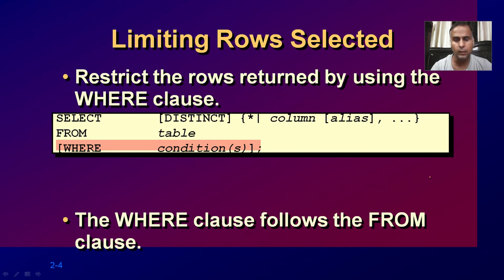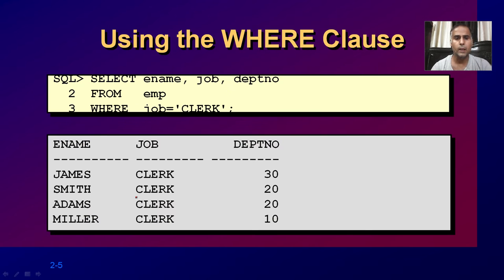Here is the syntax: SELECT, DISTINCT keyword, star for all the columns, FROM table, WHERE the condition we can apply. The WHERE clause follows the FROM clause. Using the WHERE clause, we can take a condition like job equals to single quotes 'CLERK'. It is case sensitive in terms of data, so we take care about the words, CLERK in capital letters. It will display the result based on the condition.